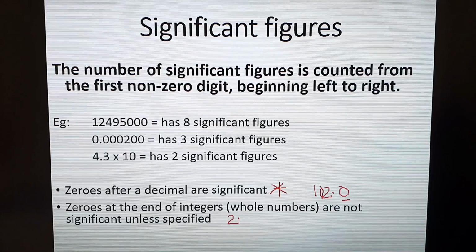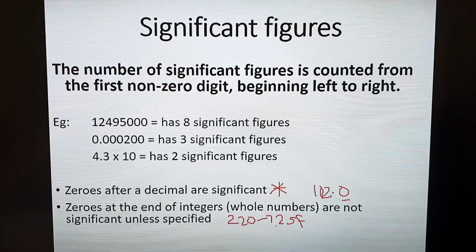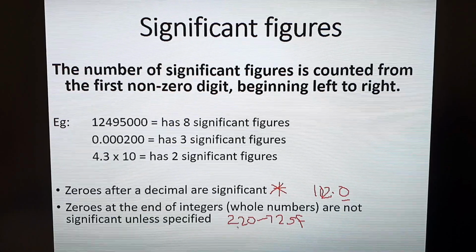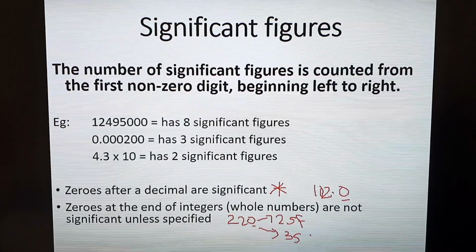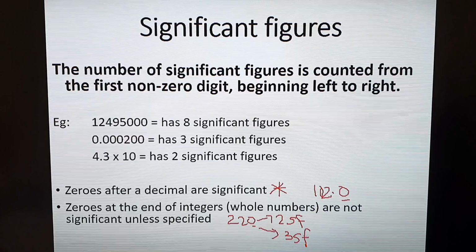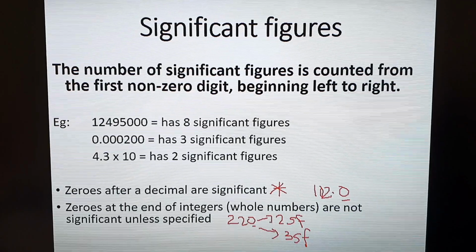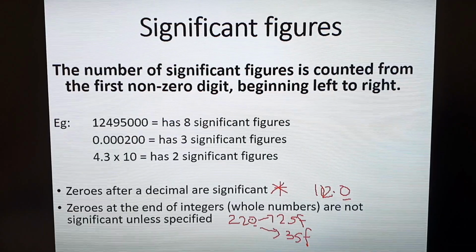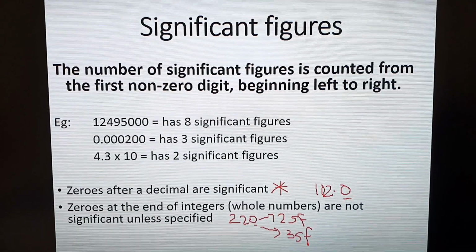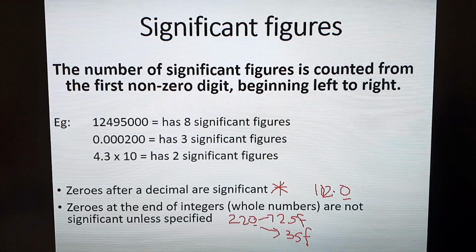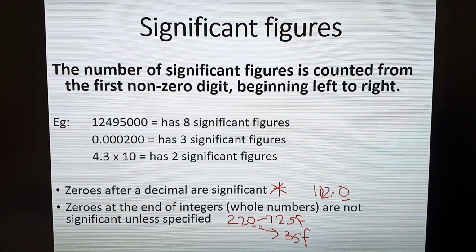So let's say I have a whole number, I have 220. So this can be considered as having two significant figures. Okay, because it says here that the zeros at the end of integers are not necessarily significant, but at the same time, it can also be considered significant. So this could also be three significant figures. If that confuses you, you'll get it a little bit later when we start to round. Just know that if it's a whole number, if it ends in zeros, they can be considered significant, and they can also be considered insignificant.